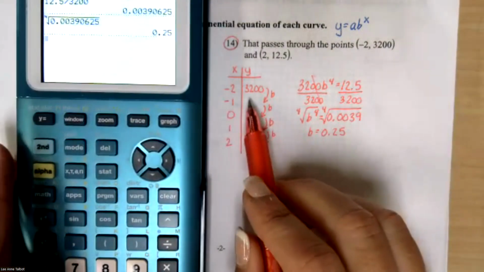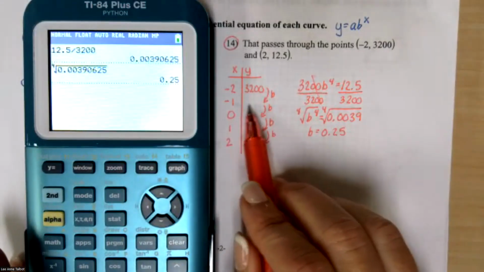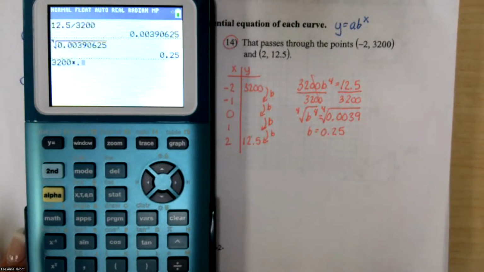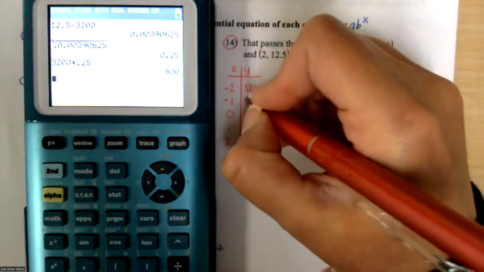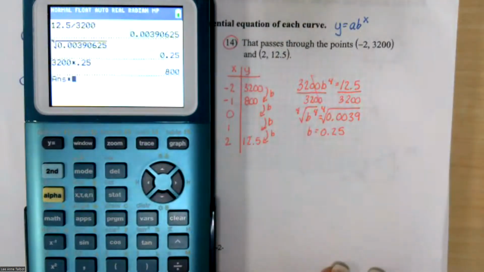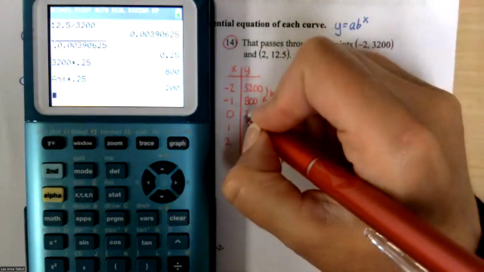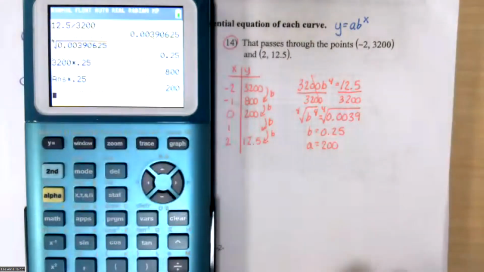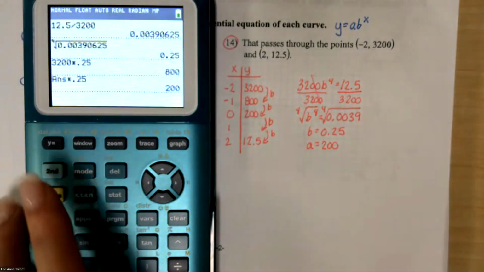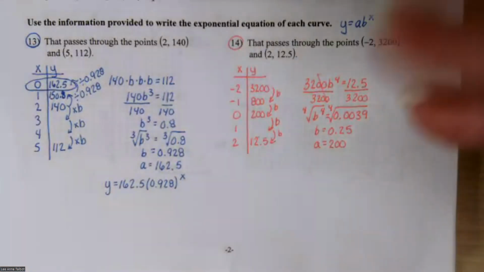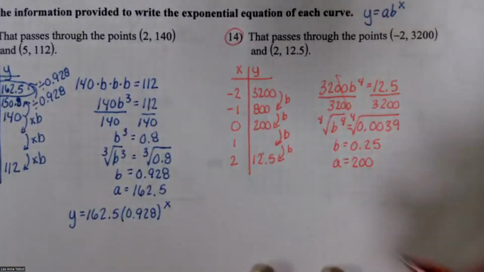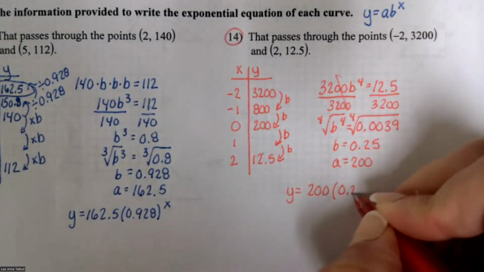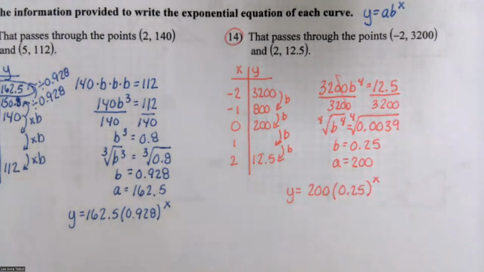Now we are going to get A, and we get A by going down the table this time. So we're going to go 3,200 times 0.25. That's 800 times 0.25. And that's 200. So A is 200 because it's the start right next to the 0, which is why we need the spot for the 0. Final answer, y equals 200 times 0.25 to the x.